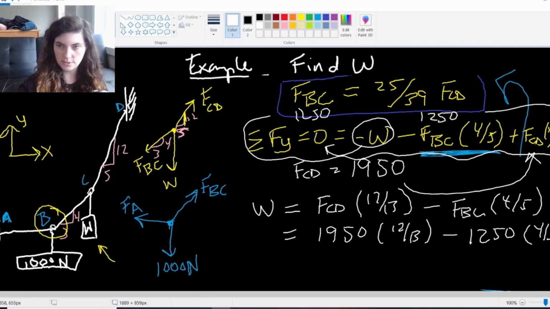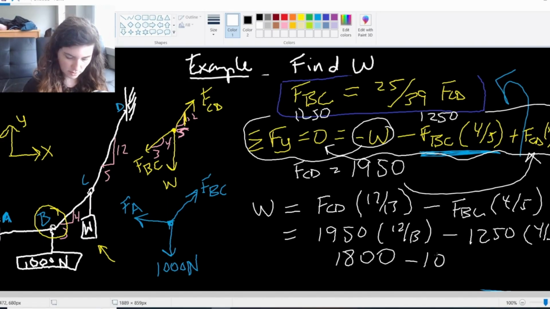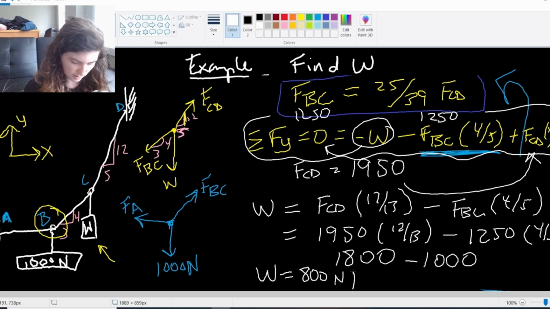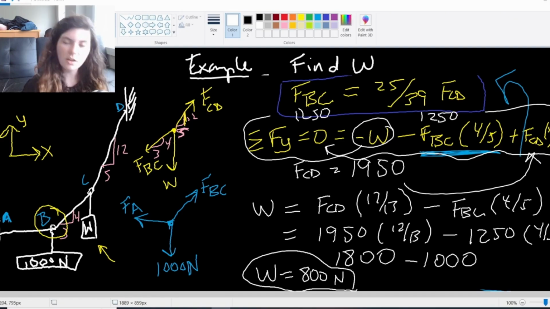So 1950 times 12 over 13 is going to give 1800. And then 1250 times 4/5 is going to give 1000. So 1800 minus 1000, W equals 800 newtons. This is the weight required to put everything into equilibrium.